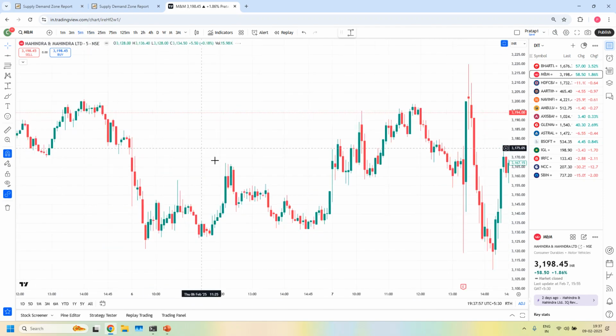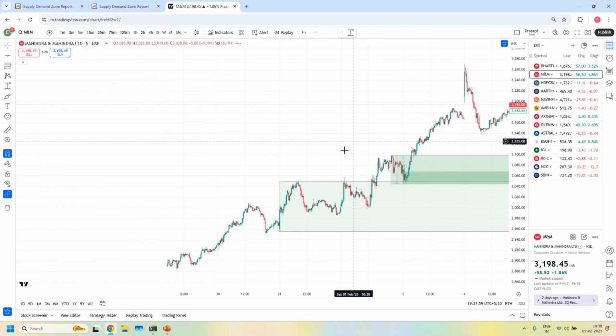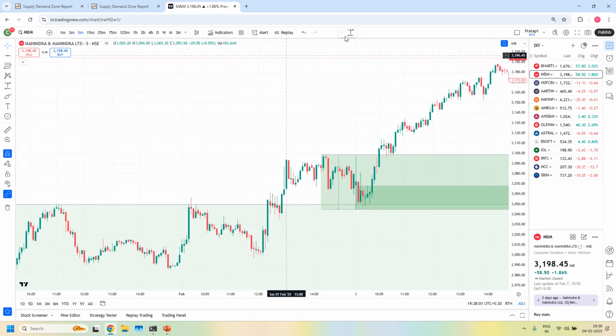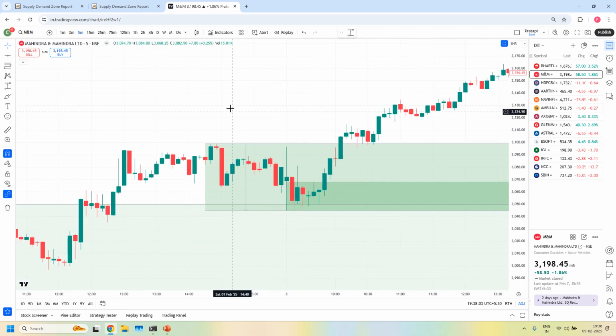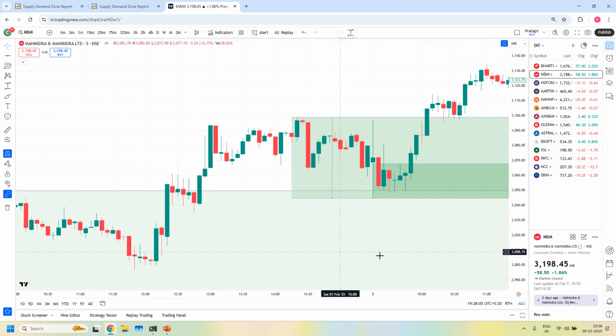Let's go to the 5 minutes time frame. Is there any 5-minute zone here? Check here. Yes, we have a 5-minute zone. We have a big rally candle. You have 1, 2, 3, 4 base candles, then a rally candle. You can draw the zone with the type 2 proximal.